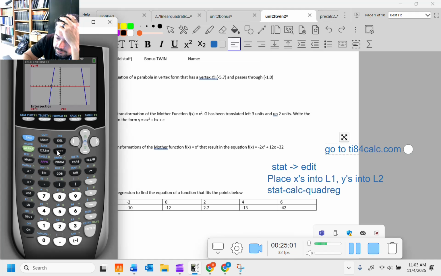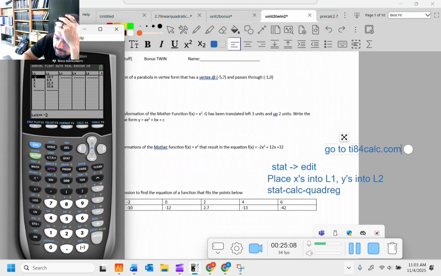Anywho, stat edit. See if I've got some of these in here already. Negative 2, 0, 2, 4, and 6. Negative 2 has a value of negative 10. 0 has a value of negative 12. 2 has a value of 2.7. 4 has a value of negative 13. And 6 has a value of negative 42.